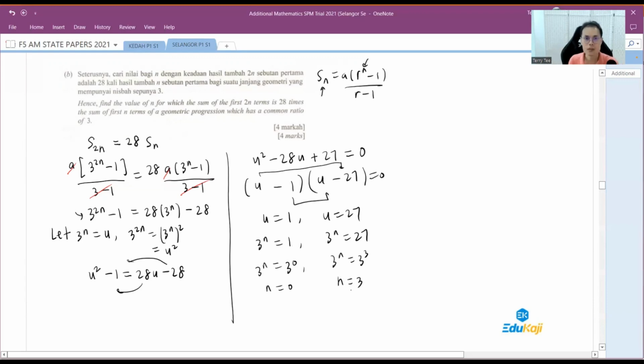However, please take note. Your number of terms n, can it be 0? Can your n be 0? 0 term, what is the 0 term? N equals 1 means the first term. N equals 2 means second term. 0 term doesn't make sense, right? So we know n must be more than 0. So we take n equals to 3. Yeah. So only one answer.